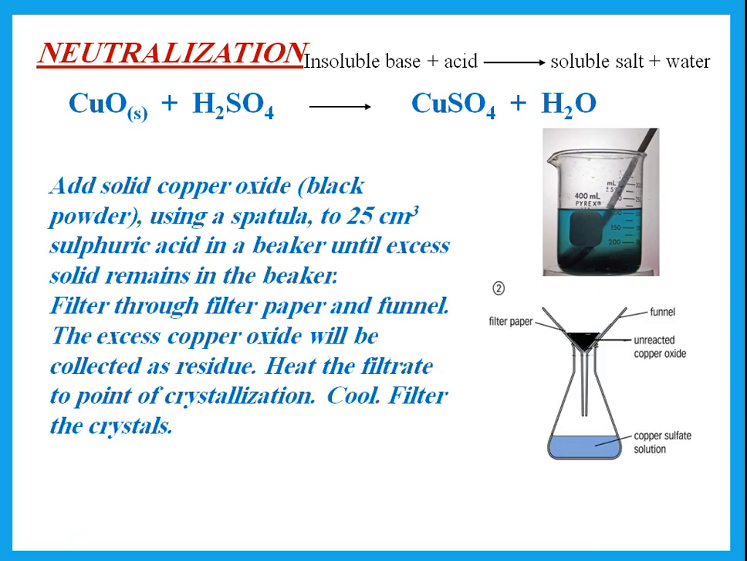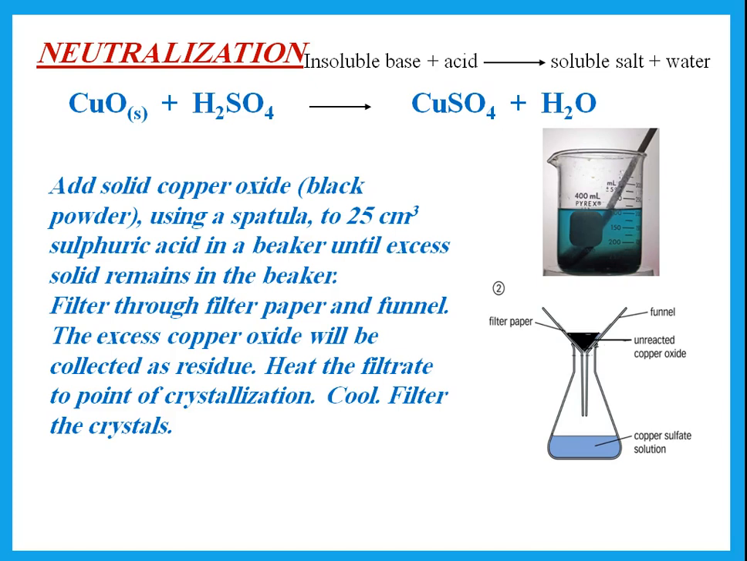When I filter the solution, what is in the filter paper? The one in the filter paper is the excess copper oxide that I don't really need. And what I need is my copper sulfate solution, right? So the copper sulfate solution, I need to take it and make crystals from it. How do I make crystals? Heat the filtrate to point of crystallization, cool, filter the crystals. If you want it pure and dry, I should say wash with a few drops of distilled water and dry between filter papers.